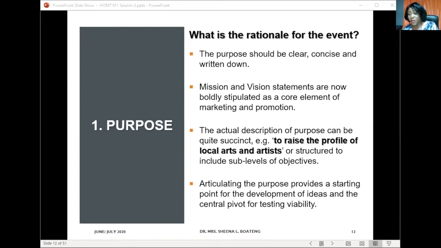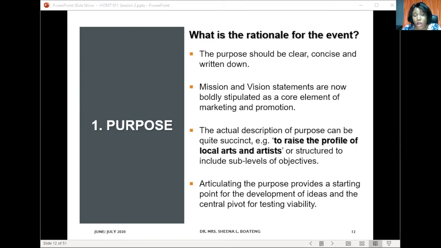And we see this with a lot of events that are put up in the news media and on television and on radio, advertising events that are up and coming. They'll usually tell you the mission of the event and why they are organizing the event, right? So here we are saying that the purpose that you are organizing the event doesn't have to be a long paragraph or a lengthy statement. It can be as succinct as one sentence. And here we have an example saying, for instance, the purpose of your event could be to raise the profile of local arts and artists, which is one of the main reasons why the Chaliwote Street Art Festival was started.